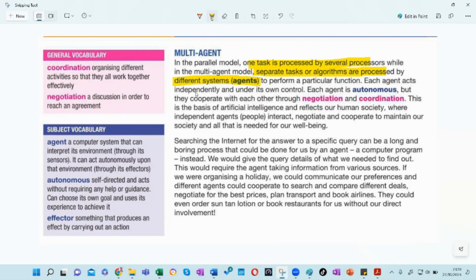Each agent acts independently under its own control. So it has its own system, own hardware and software resources, right? And the other thing is agent is autonomous, which means it is using AI and it works on its own. It's pre-programmed, it works on its own, and it can take decisions on its own. But they cooperate with each other through negotiation and coordination. These agents, these machines, they can talk to one another and they can coordinate the work.